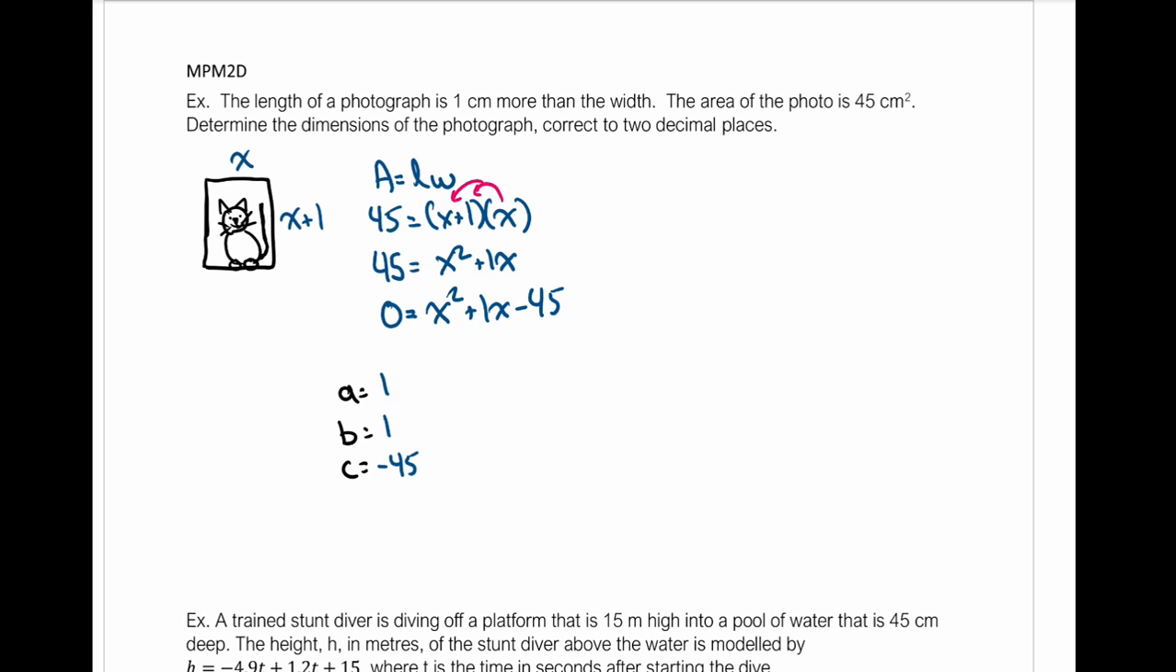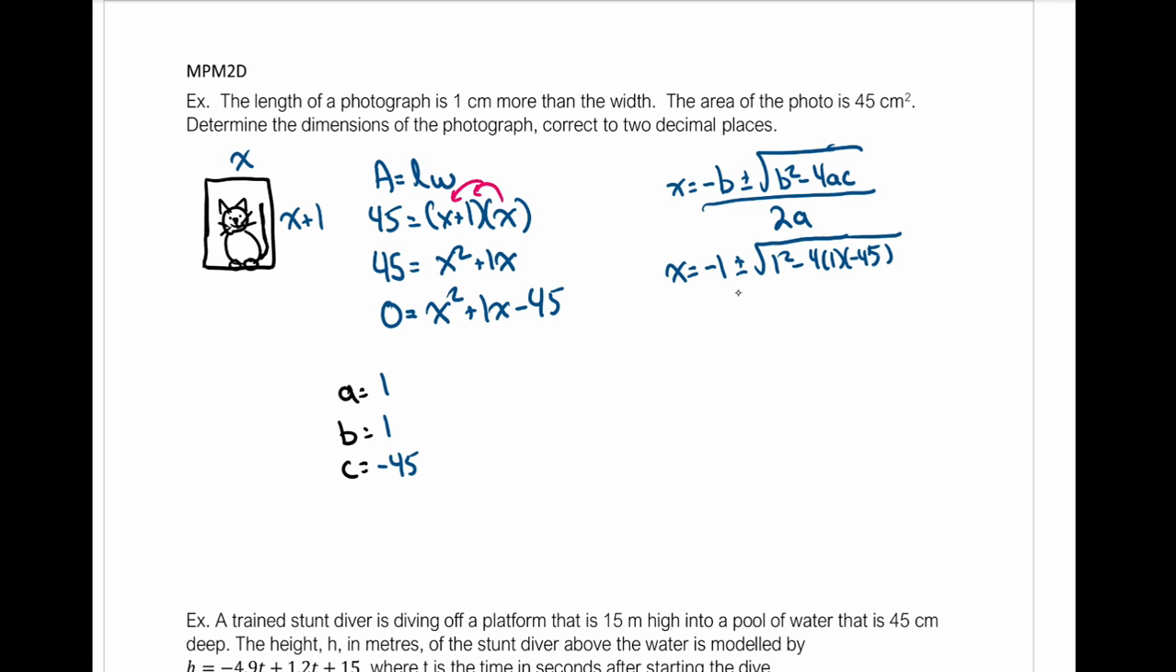So in this case then, we get x equals negative b plus or minus the square root of b squared minus 4ac, all divided by 2a. x equals negative 1 plus or minus the square root of 1 squared minus 4 times 1 times negative 45, all divided by 2 times 1.